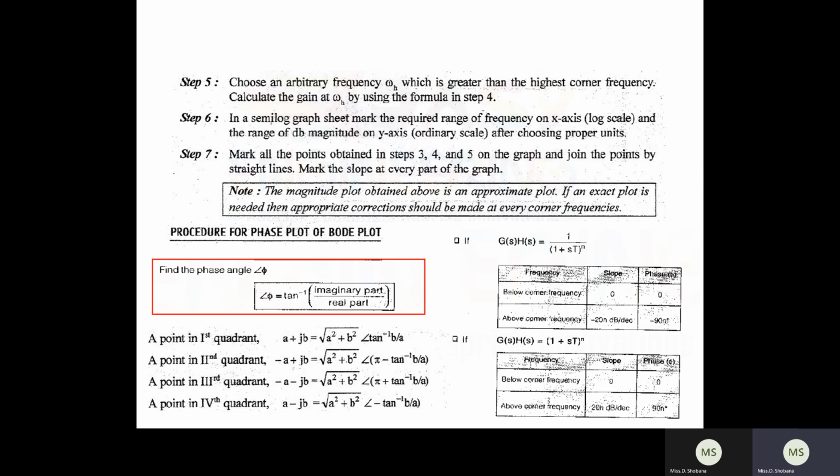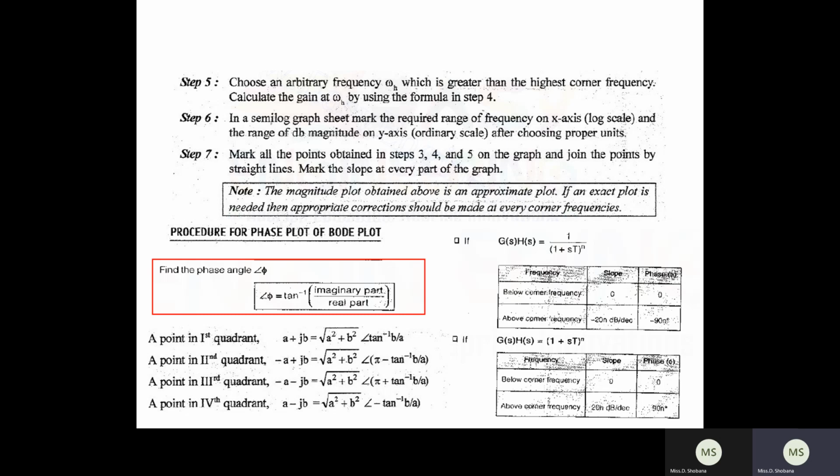If the transfer function is like this, then we can write the phase angle as tan inverse of imaginary part divided by real part. The imaginary coefficient is omega T, and the real part is 1. Here, in 1 divided by 1 plus j omega T, the j term is in the denominator. Therefore, the phase is minus tan inverse of imaginary divided by real part. If the 1 plus j term is in the numerator, you should write plus tan inverse of imaginary divided by real part.